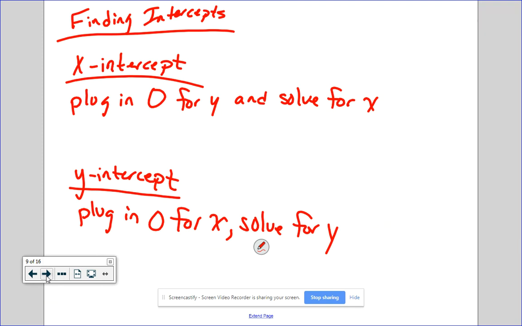This should go pretty quick because we talked about this yesterday. To find an x-intercept, you plug in 0 for y and solve for x. To find a y-intercept, you plug 0 in for x and solve for y.